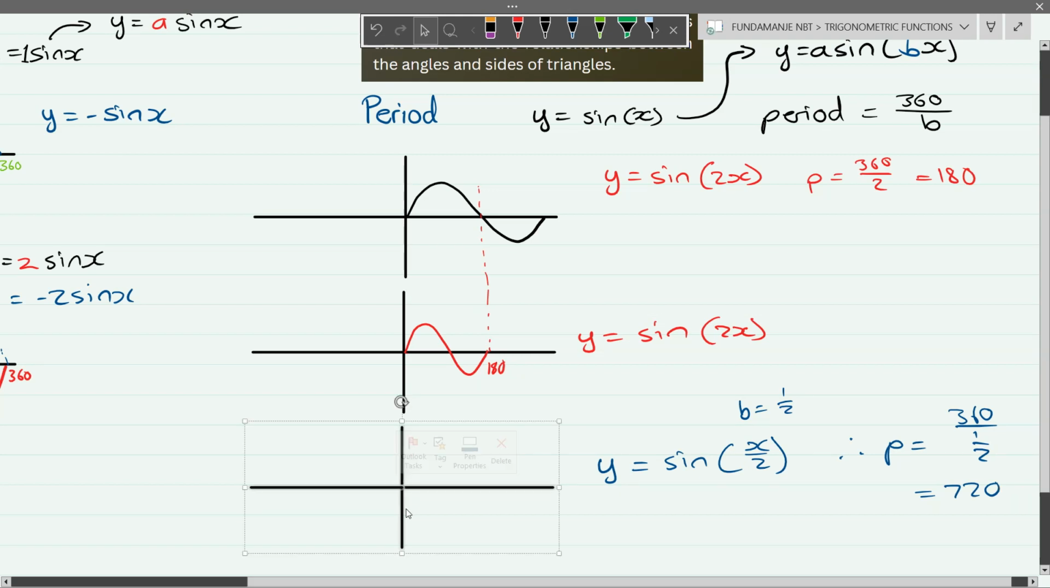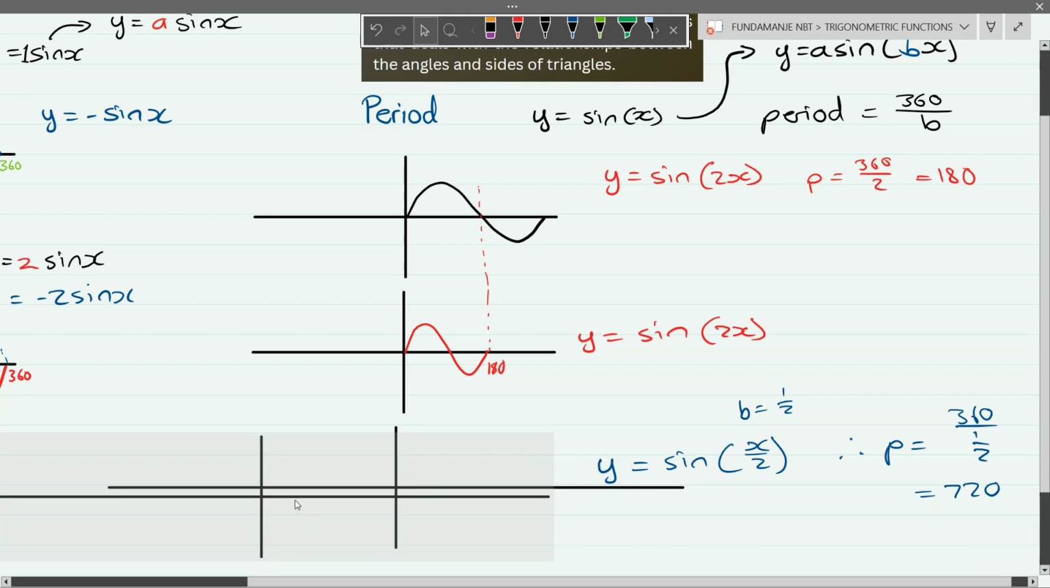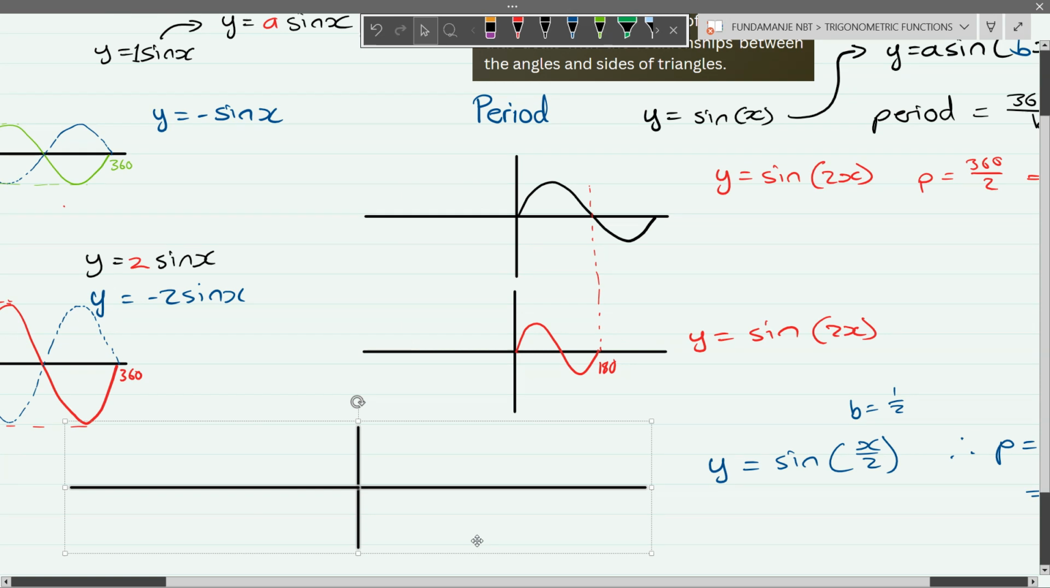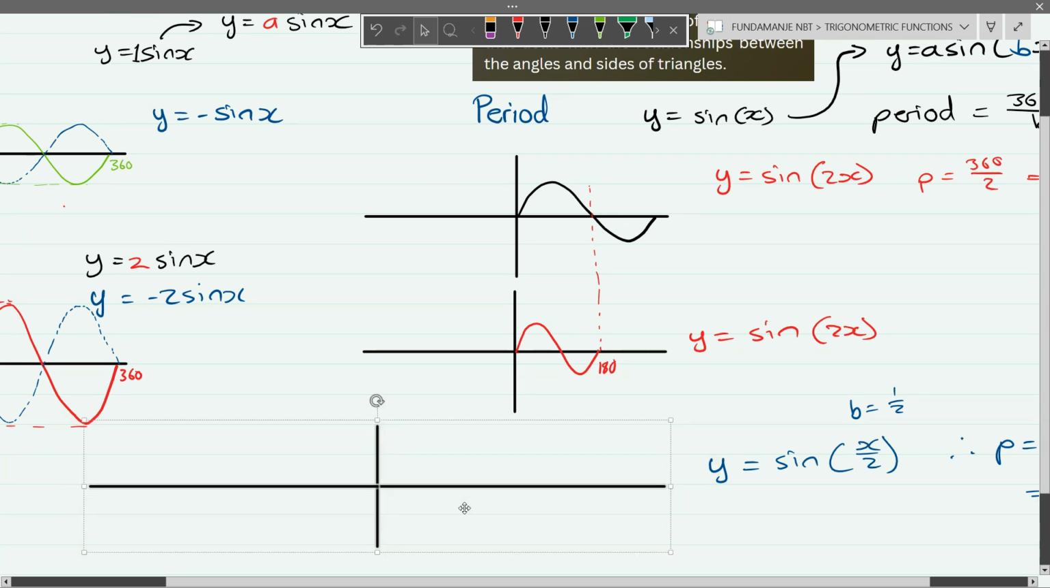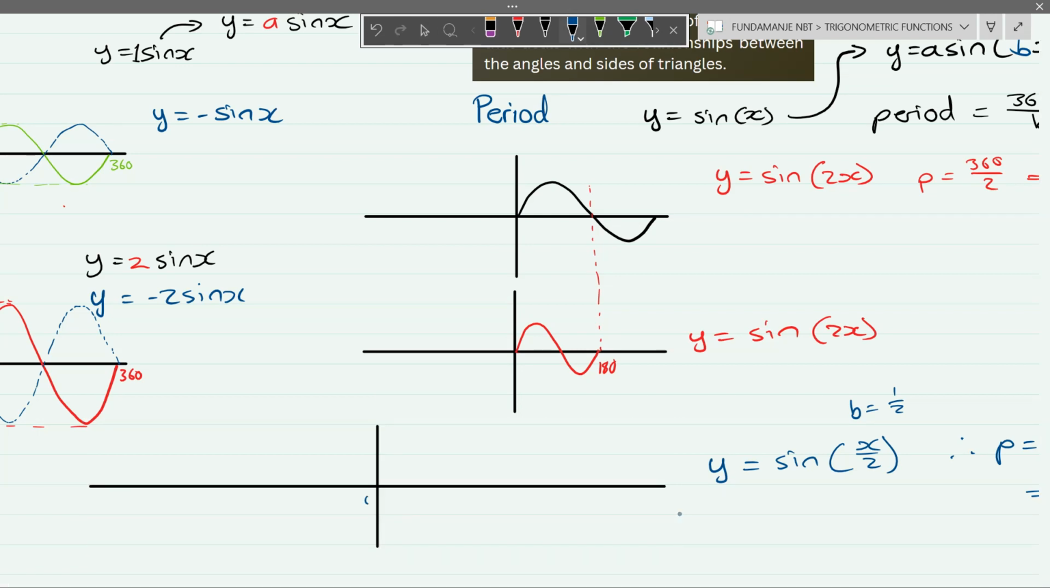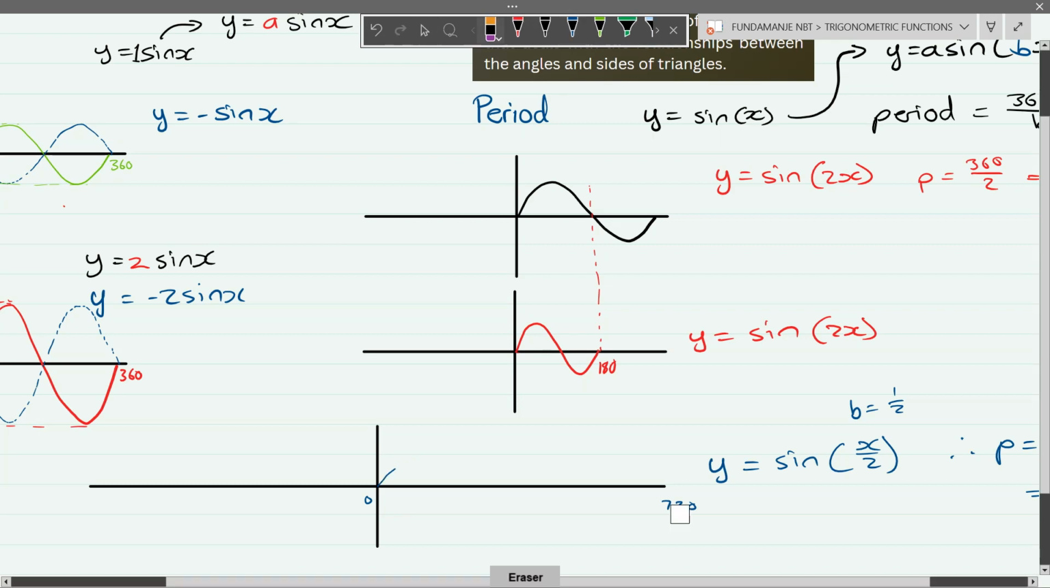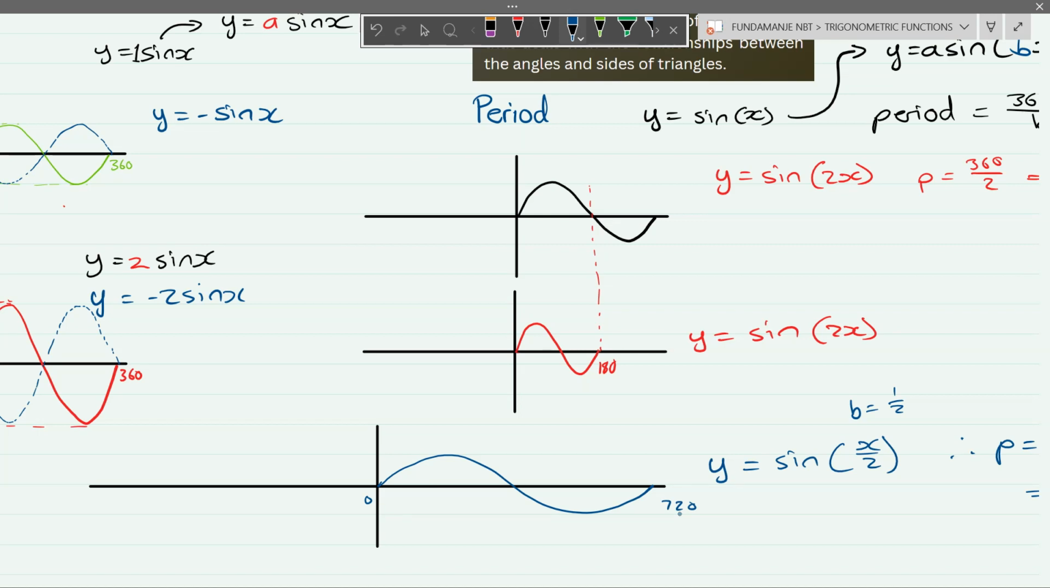Which just means it should take us this amount of time, or twice the amount of time it would normally take for us to complete one cycle of our function. So let's just say from here 0 to there 720. So our function would look something like this. Still a sine function ending at 720 here.